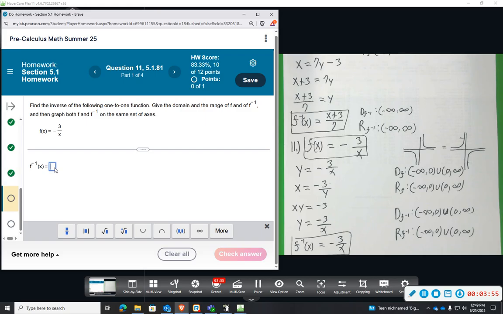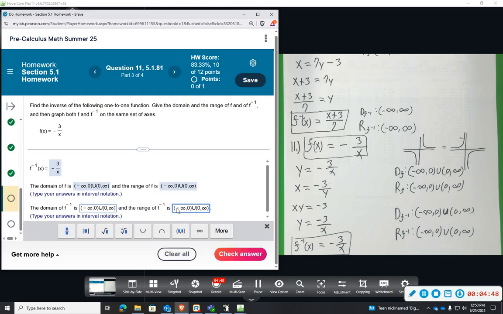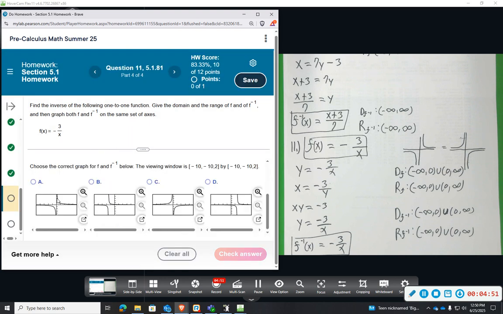So f inverse domain. So what I'm going to do is copy this so I don't have to keep typing it. Control C to copy it and Control V to paste it. Domain and range are the same. And for the inverse, the domain and range are also the same. And you can see they're the same function as well. So that should make sense.